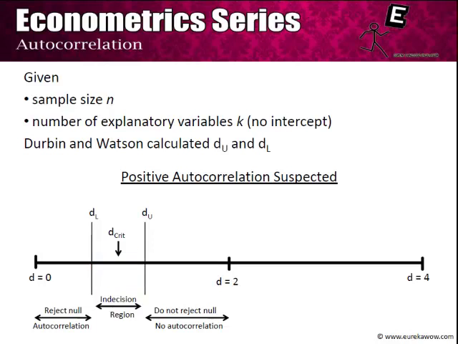However, if you obtain a d value which is lower than dl, that is which is to the left of the point dl as marked on the graph, then we can reject the null hypothesis, because we are sure that if the d value is less than dl, then it is surely less than d critical also. Similarly, if we obtain a value which is between du and d equal to 2, then we are not in a position to reject the null hypothesis, because given that d is greater than du, d will also be greater than d critical, and hence we cannot reject the null.